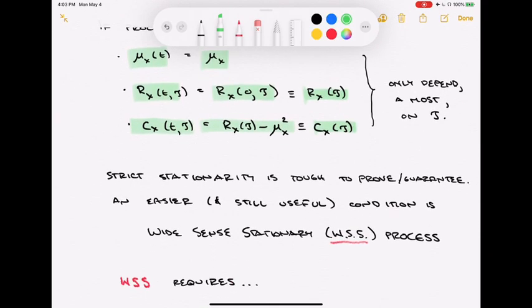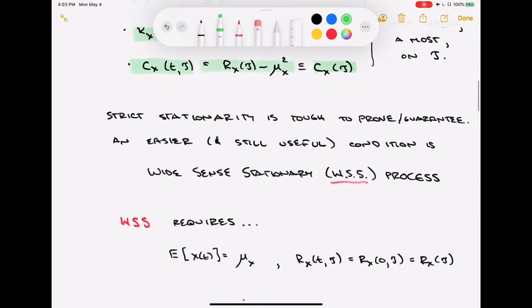We had already mentioned that strict stationarity is tough to prove or guarantee, but there are easier and still very useful conditions related to this idea. Probably the most common one that you see in the literature is something called wide-sense stationary random processes. Just like for independent identically distributed, where it gets boring to write that all out so they say IID, wide-sense stationary processes are abbreviated WSS.